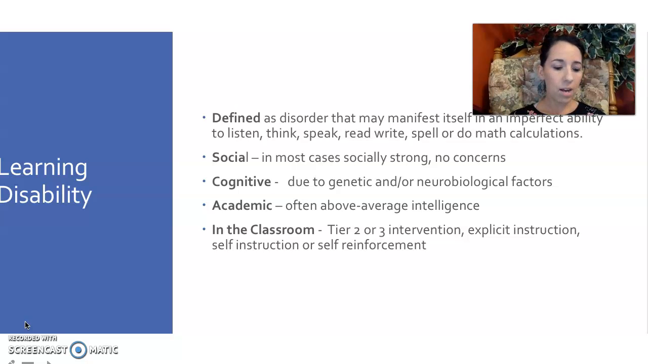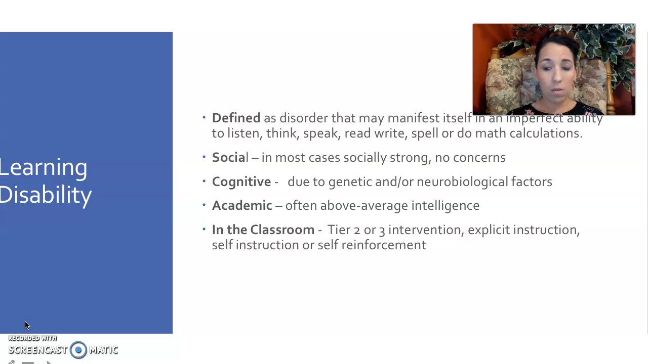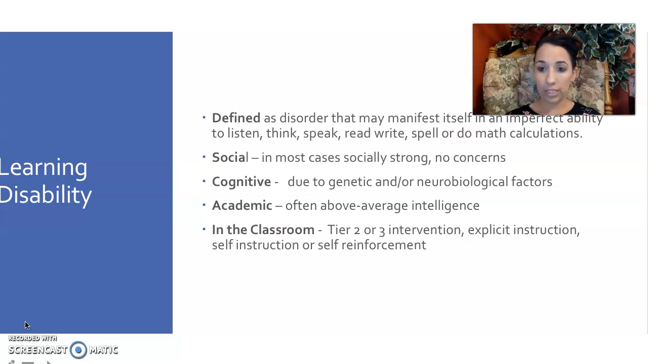Cognitively, the disability could be due to genetics and/or neurobiological factors that alter the brain functioning in a way which affects one or more of their cognitive processes related to learning. Academically, they are intelligent but show a discrepancy between what they are capable of learning and what they are learning. They often have peaks and valleys during testing.